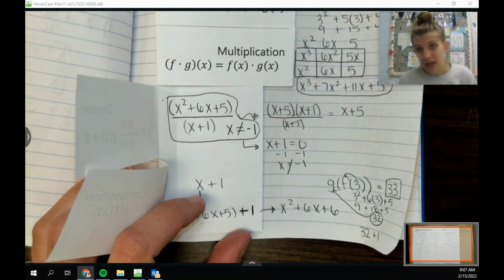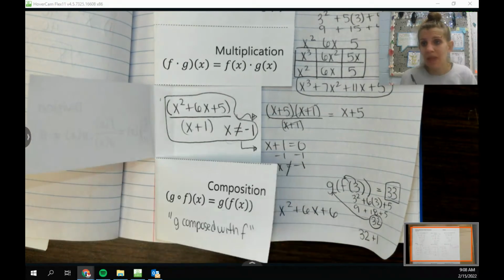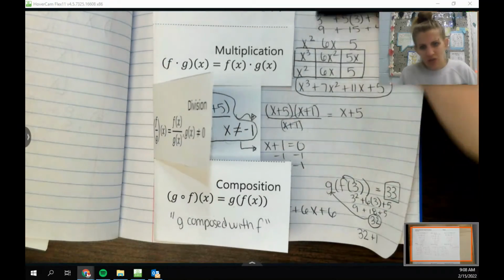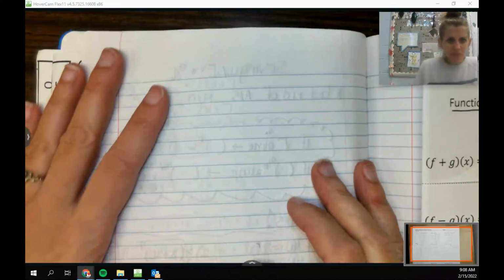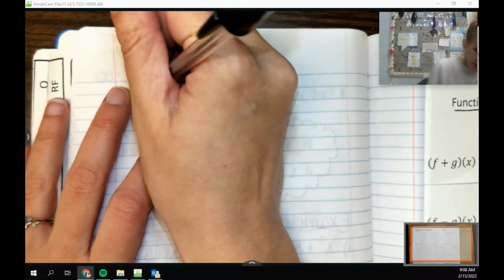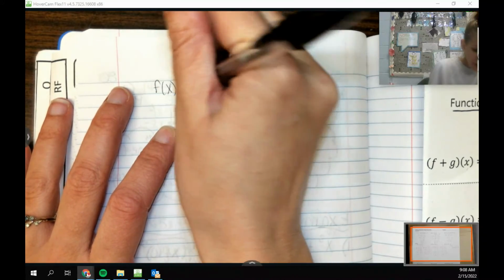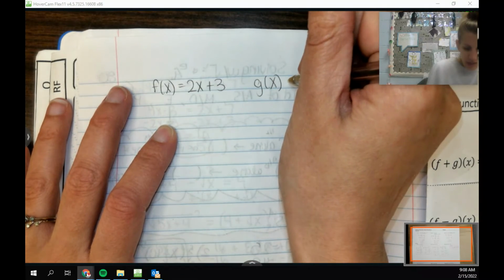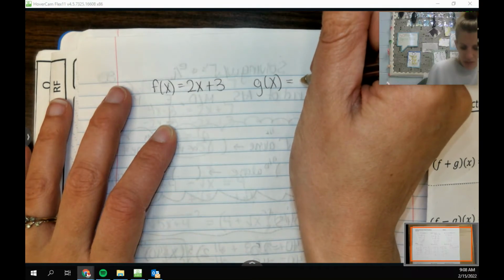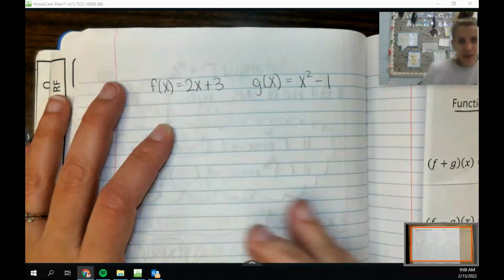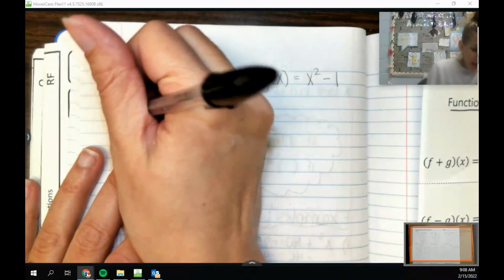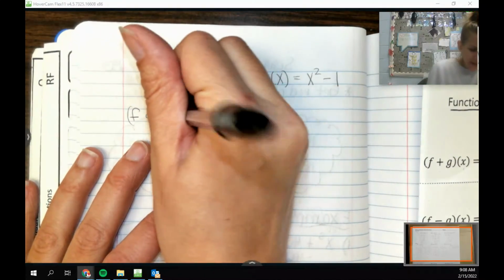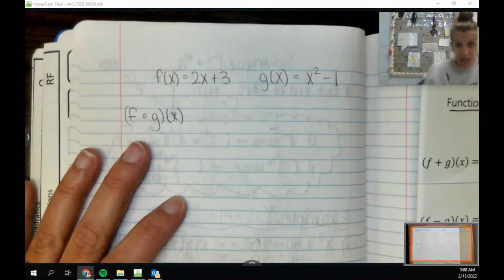So the way that I think of a composition is I'm almost moving from the inside out, like the innermost parentheses to the outermost. And maybe let's try just a couple more like that. So if I had some different functions, let's say I have f of x equals 2x plus 3, and g of x equals x squared minus 1. I don't know, just making things up here. If I want f composed with g of x, this is how I think of it.